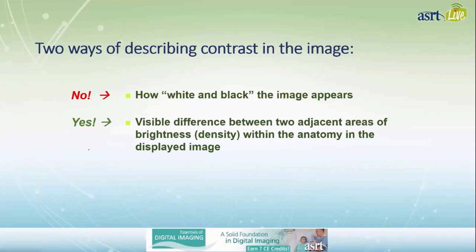So a good place to start on this subject is to make a few notes about how we define contrast. Here are two ways we commonly hear contrast described: how white and black the image appears, or the second one here, the visible difference between two adjacent areas of brightness or density within the anatomy in the displayed image. I'm not suggesting that we not use that first one ever under any circumstances, but there are some hazards associated with that first definition that I'm going to hope to impress on you in the next few slides.